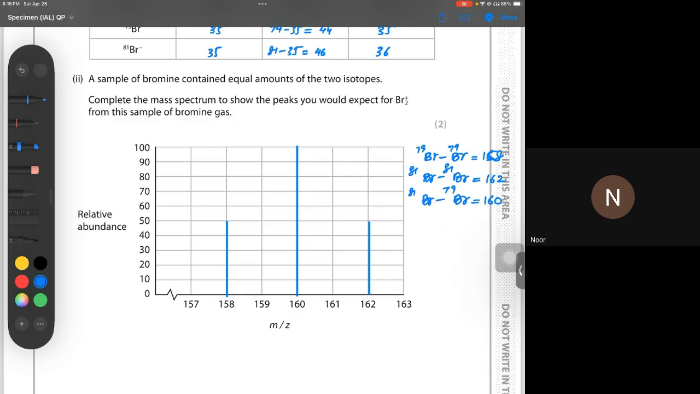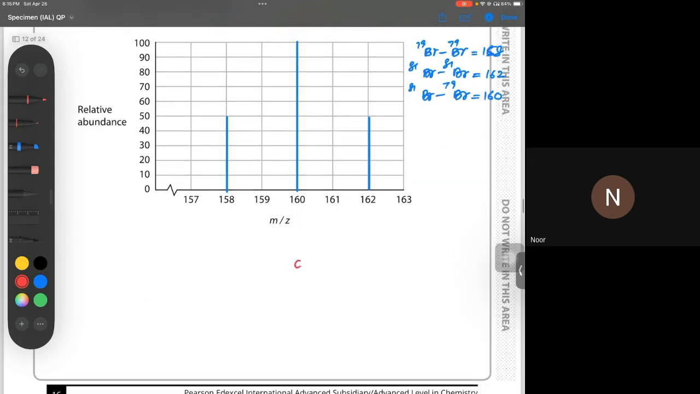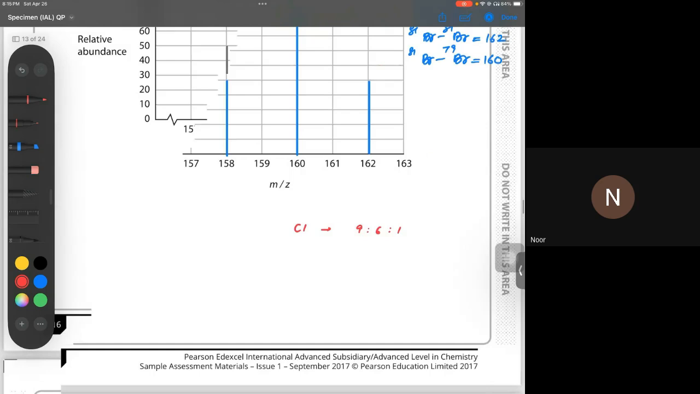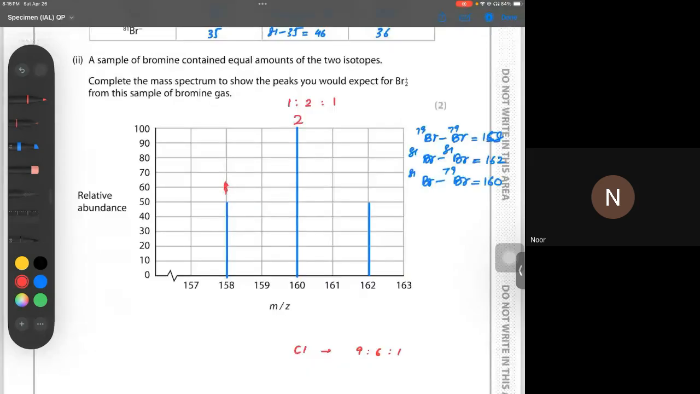Because in this question, you need to know what the peak heights should be for bromine. That's going to be 1 to 2 to 1. And if you remember for chlorine, it was 9 to 6 to 1. You need to memorize this. It's 1 to 2 to 1 for bromine.